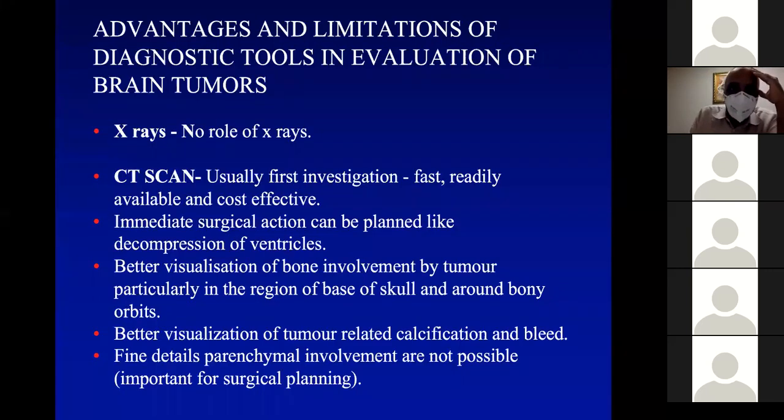Advantages and limitations of diagnostic tool in evaluation of brain tumors. X-ray nowadays does not play any role in case of brain tumors. CT scan is usually the first investigation. As I've said, it's fast, it's readily available, it's cost effective. If there is any immediate surgical action required, it can be decided on easily.